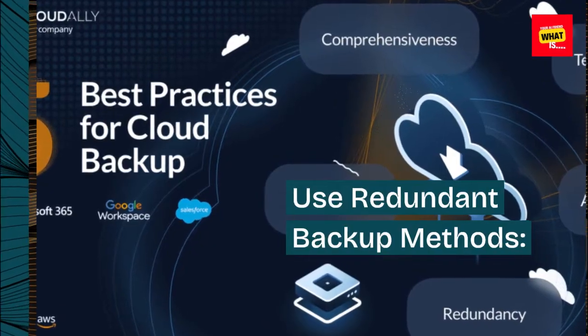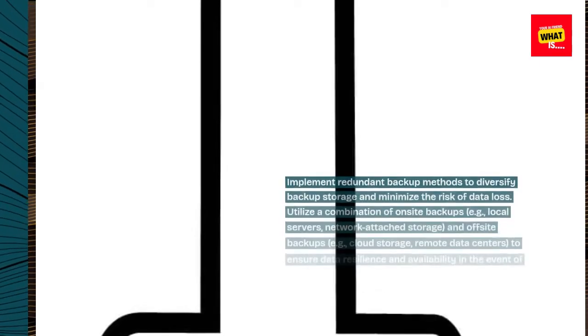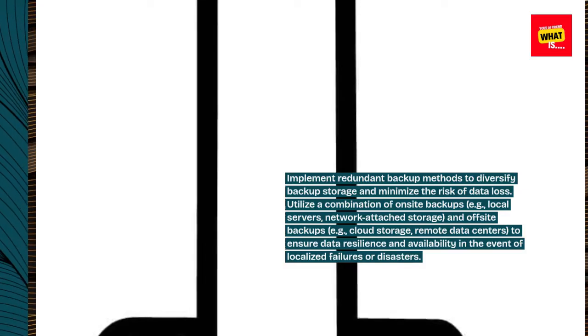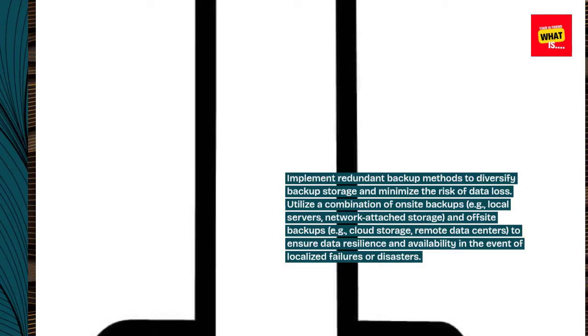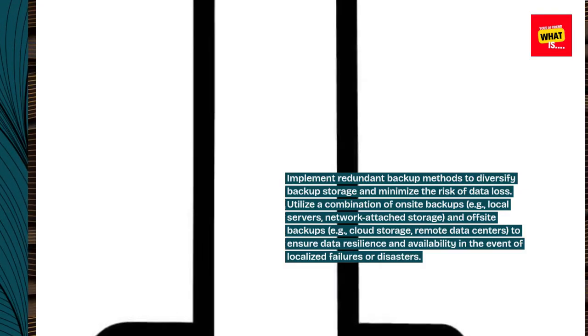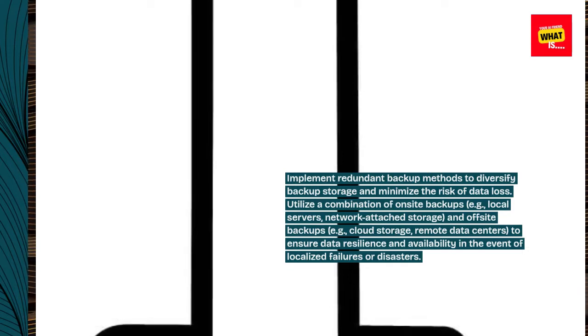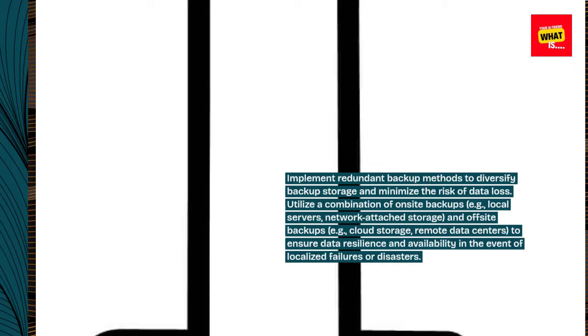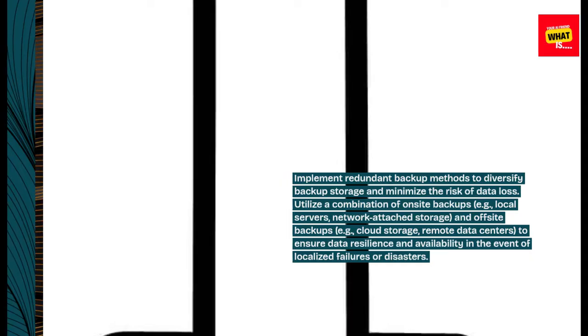Use redundant backup methods. Implement redundant backup methods to diversify backup storage and minimize the risk of data loss. Utilize a combination of on-site backups, e.g., local servers, network-attached storage, and off-site backups, e.g., cloud storage, remote data centers, to ensure data resilience and availability in the event of localized failures or disasters.